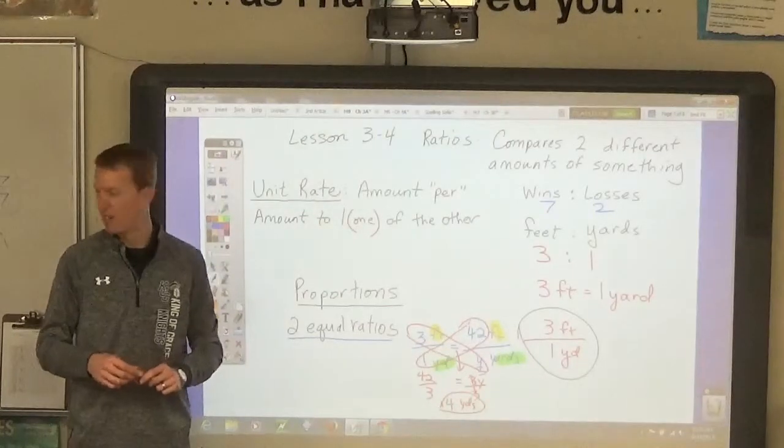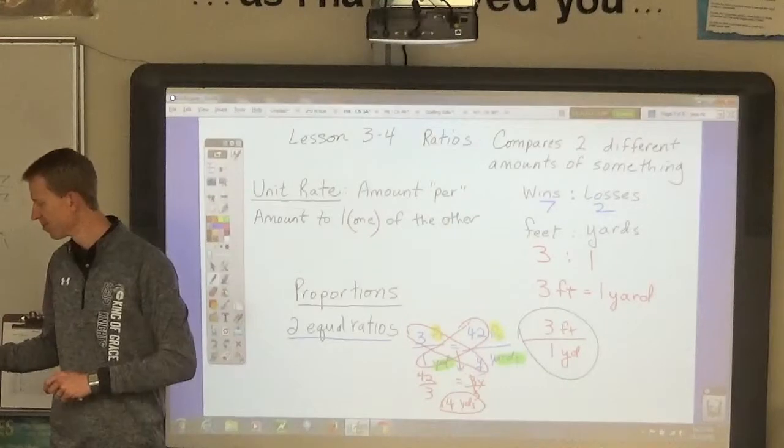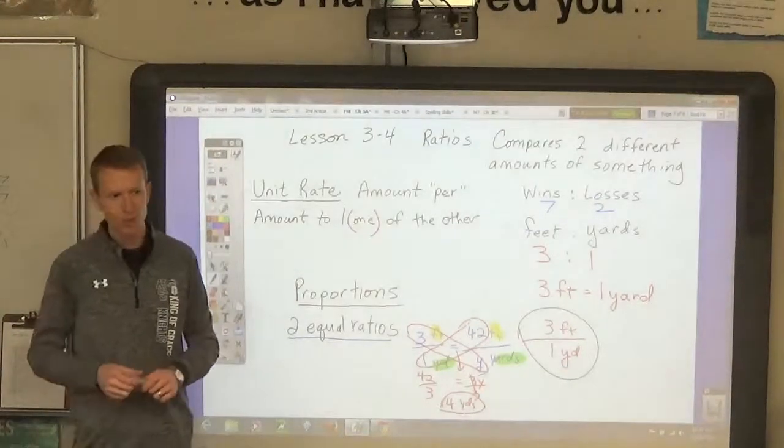What about horsepower to weight ratio? I don't know that. Never heard of that. There's a car that has a horsepower to weight ratio of 1 to 1. Is that thing still recording?